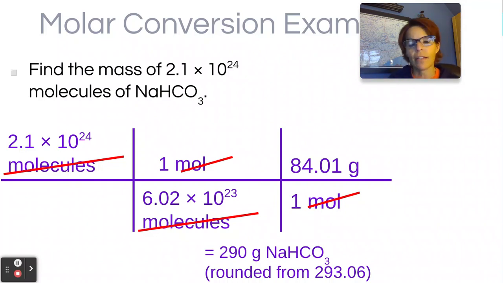Now, here it says the answer is 290 grams of NaHCO3. That is rounded for significant figures. What your calculator is going to tell you is 293.058, blah, blah, blah. You're not going to report all those numbers. I told you that you should report 2 decimals. That's not following sig figs, but if you tell me 2 decimals, I'll be happy. So you should get 293.06 for an answer. Let me know if you have any questions about that.